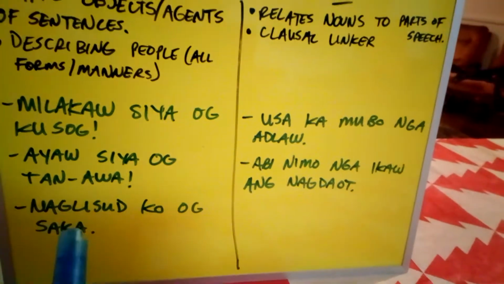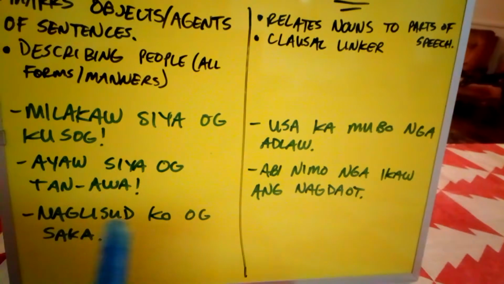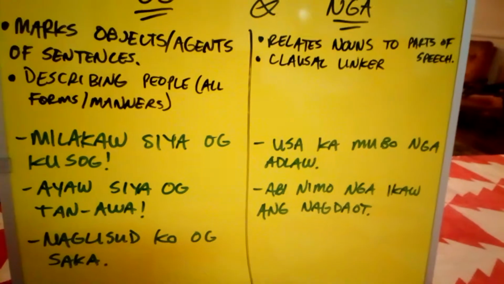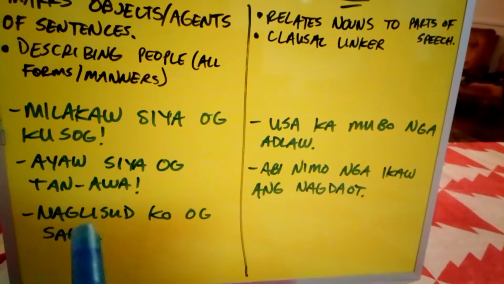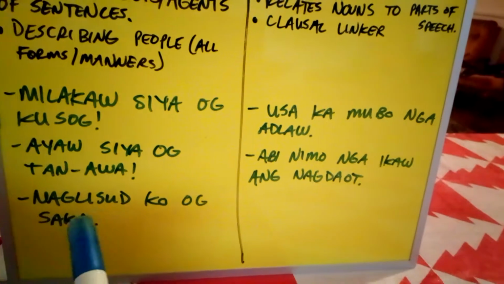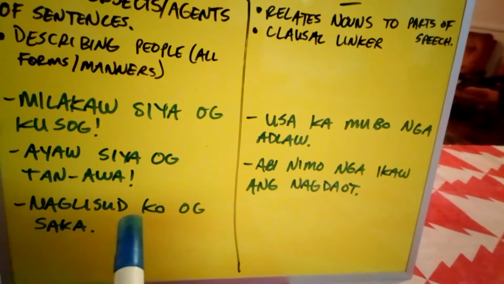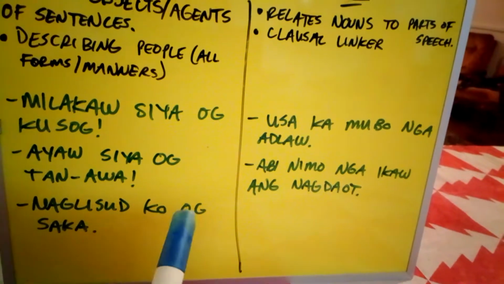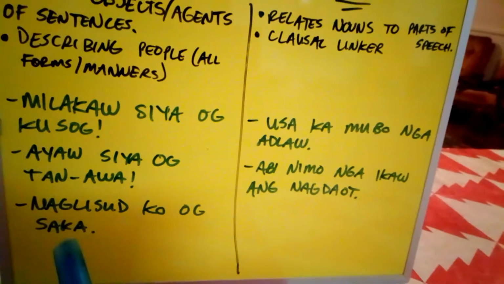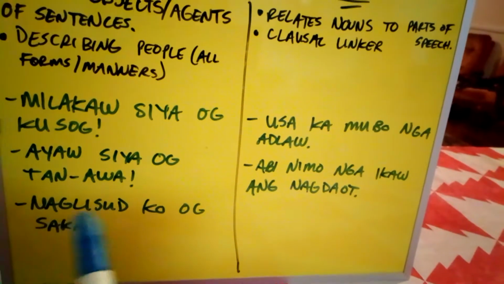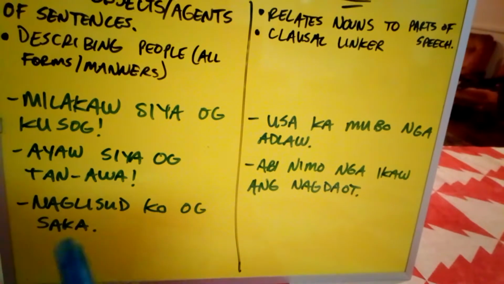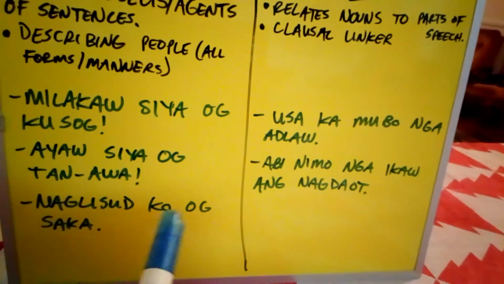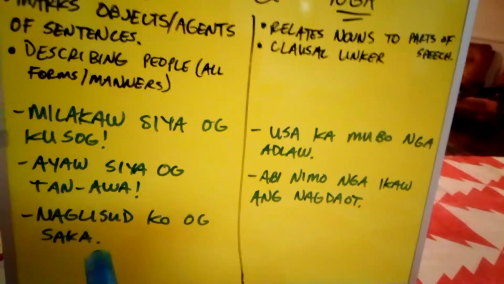And then the last one here is naglisod ko og saka, right? Again, this is also marking the object of the sentence, right? It's that object marker, right? Naglisod ko og saka, okay. I had a hard time, right? To have a hard time, lisod, to be difficult, right? Naglisod ko, I had a difficult, right? It was difficult. I had a difficult what? Difficult time going up. Saka, to rise, to go up, right? Naglisod ko og saka, right? It was difficult for me to go up, right? Og saka, to go up or to rise. It's difficult for me to get up or to arise.